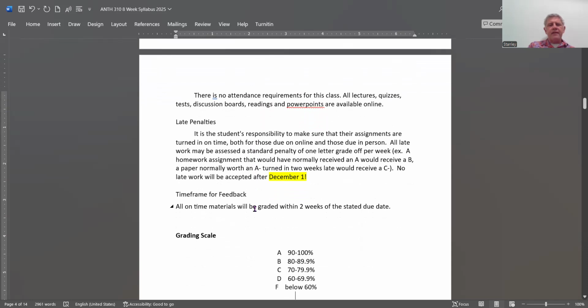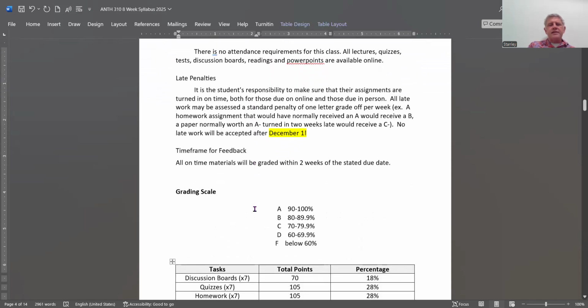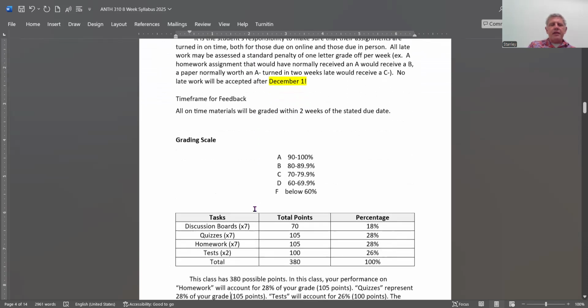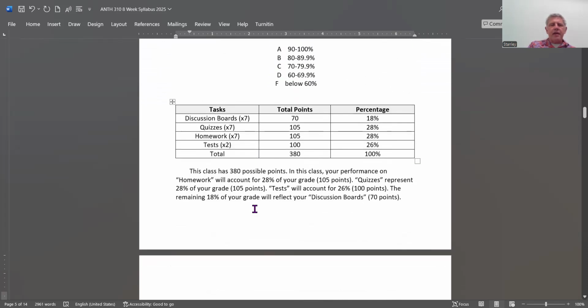We have a late penalty in this class. All late work is assessed a standard penalty of 1 letter grade off per week. So if you have an A on an assignment, if you turn in a week late, it will be a B. All assignments in this class are due Friday by midnight, so you can turn it in by then.